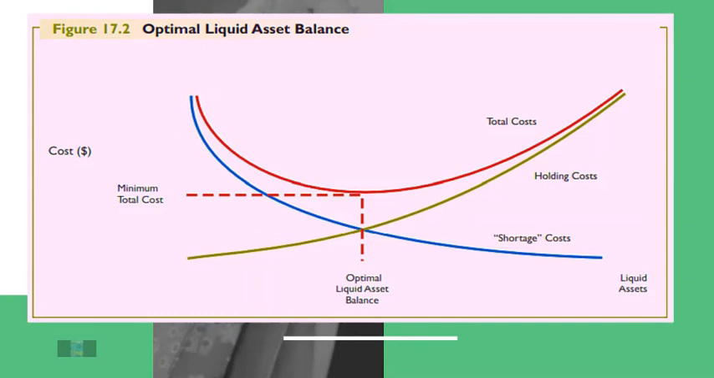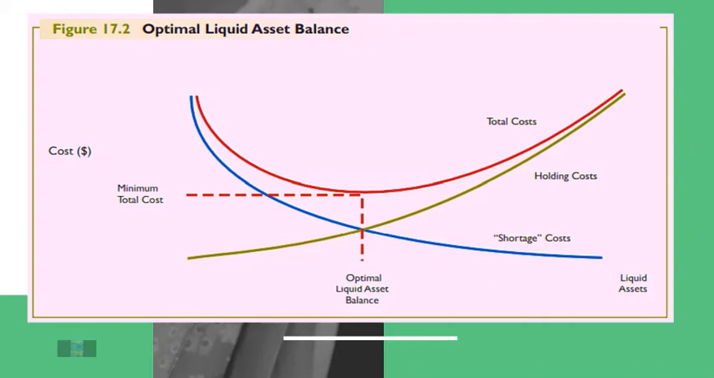As shown in Figure 17.2, the optimal liquid asset balance occurs at the point where the sum of the opportunity holding costs and the shortage costs is minimized. Admittedly, many of these shortage costs are difficult to measure. Nevertheless, a firm should attempt to evaluate the trade-offs among these costs in order to economize on cash holdings.